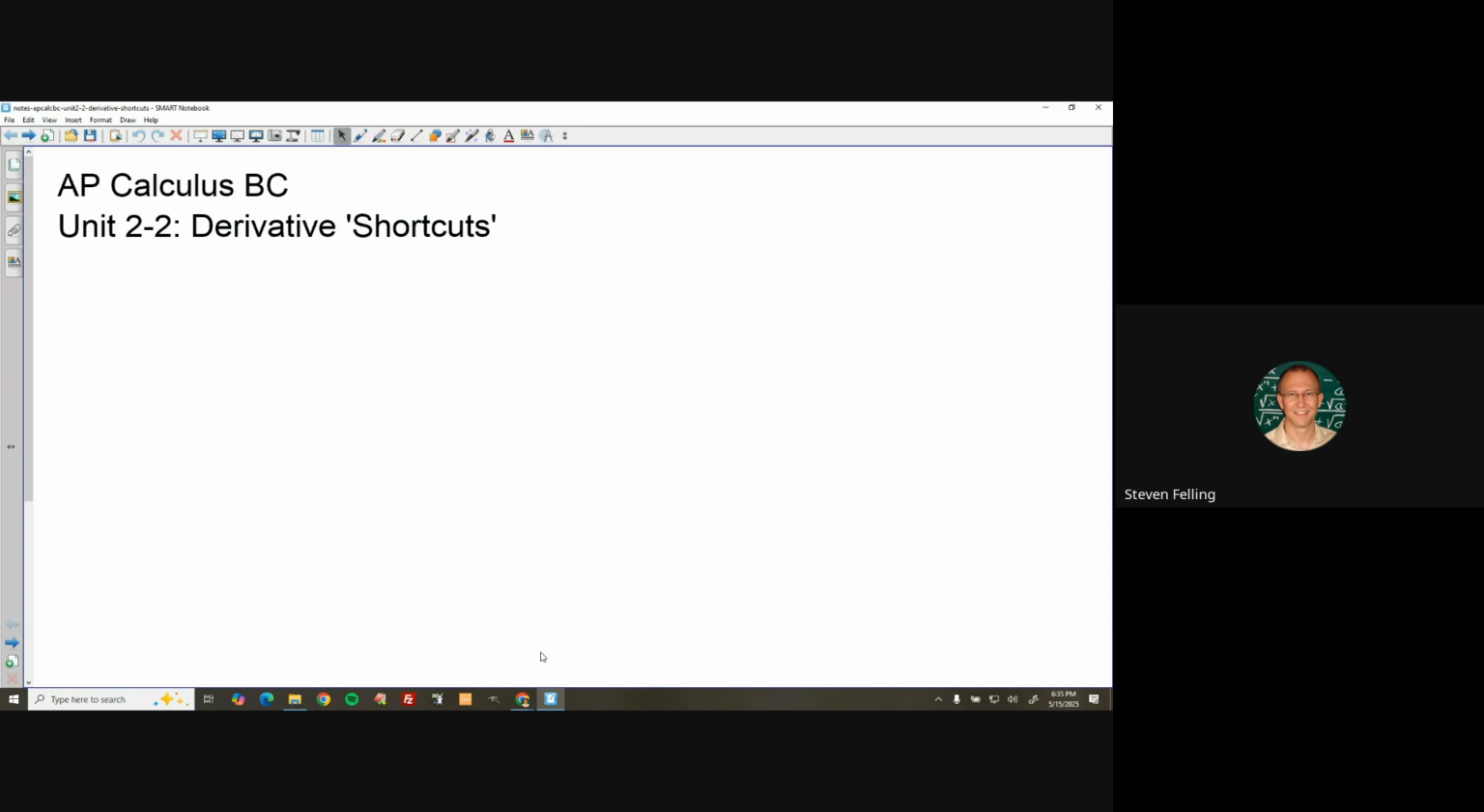And there's kind of two classes of them. One is the theorems that talk about the derivatives of individual functions based on function type. And then there are a series of what we call derivative properties, which allow us to combine those in different ways. All right, so let's go ahead and take a look.